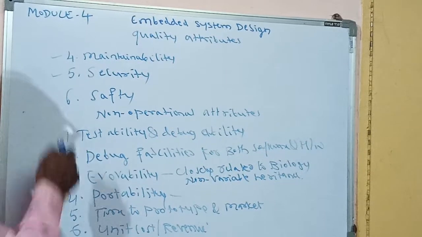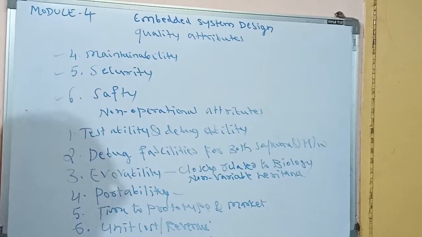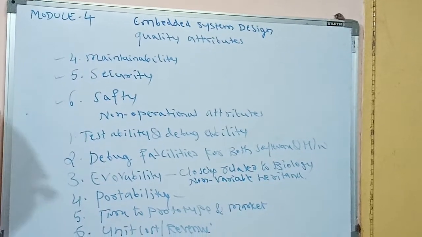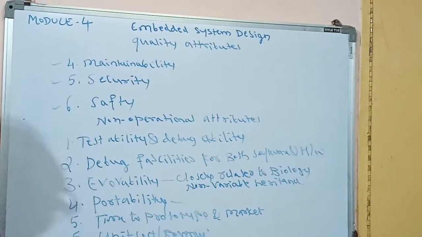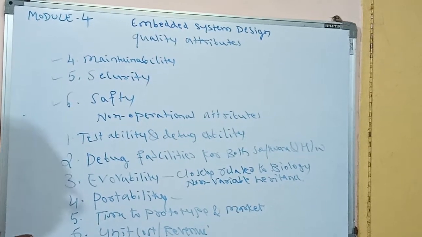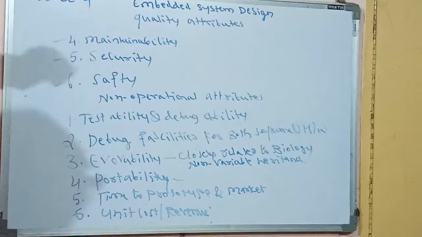So another important one is safety. Safety is also one of the biggest tasks. Your systems or your data should be very secure and safe. So safety facilities are provided by the embedded system designer. So these are the operational attributes.